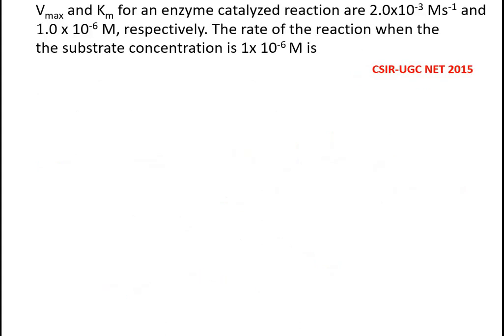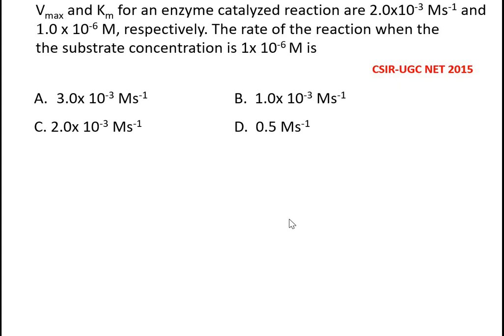Now this is a similar question. Vmax or Rmax, whatever you say, and the constant Km are given. The rate of reaction when the substrate concentration is also given. So you have to find the rate of the reaction, right?